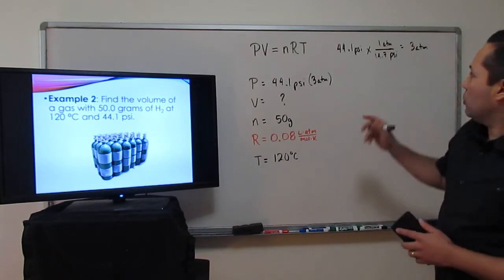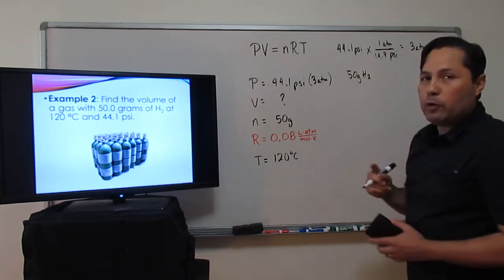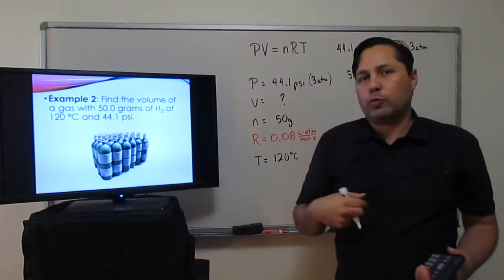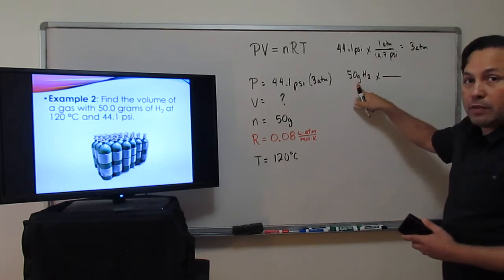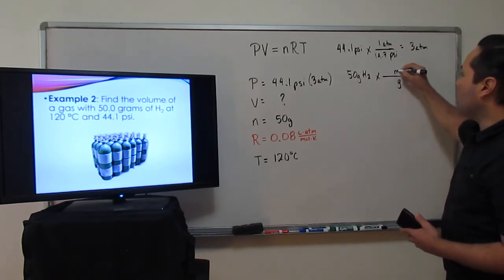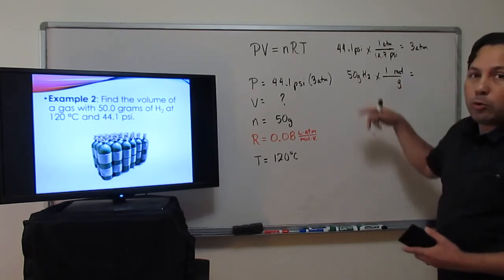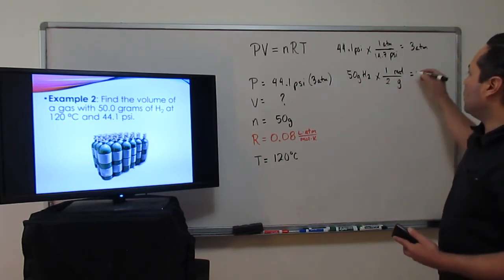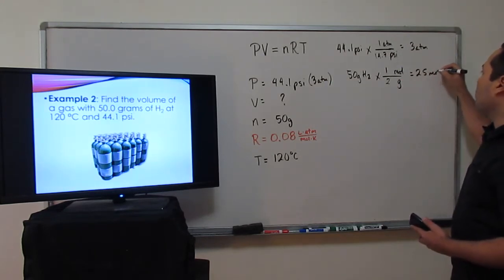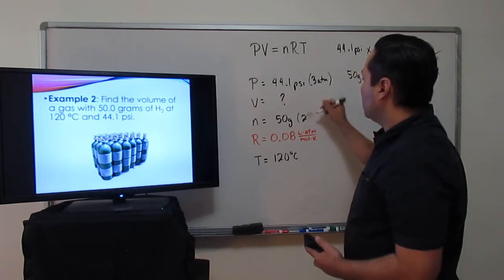The moles. We have 50 grams of hydrogen gas, and we need it not in grams but in moles. So we're going to have to convert those. Alright, grams is given to me, so I'm going to put it in the denominator, and moles is what I'm looking for, so it goes in the numerator. So for every 1 mole, the molar mass of hydrogen, if you look for it, is just 2. So this will give me 25 moles. So there we have it.